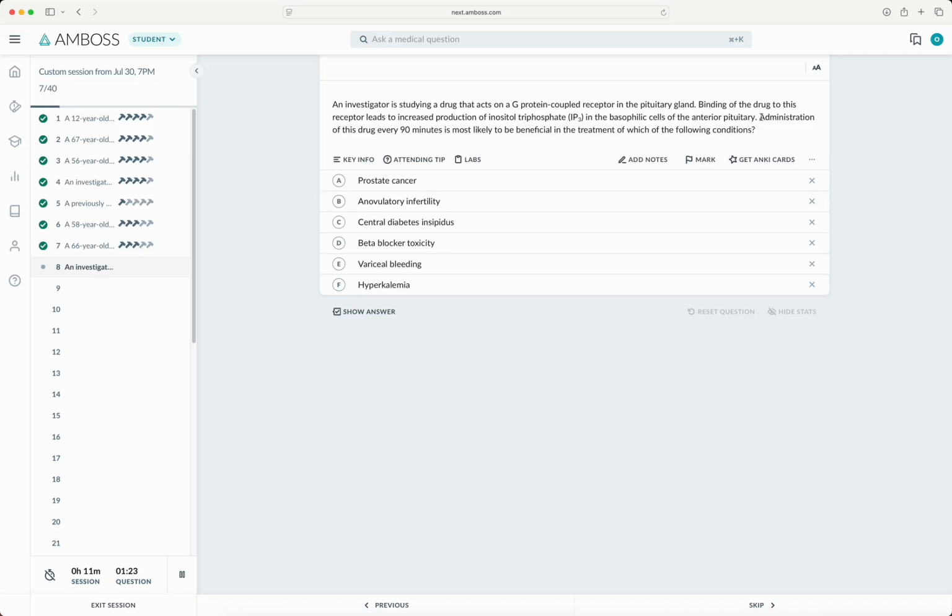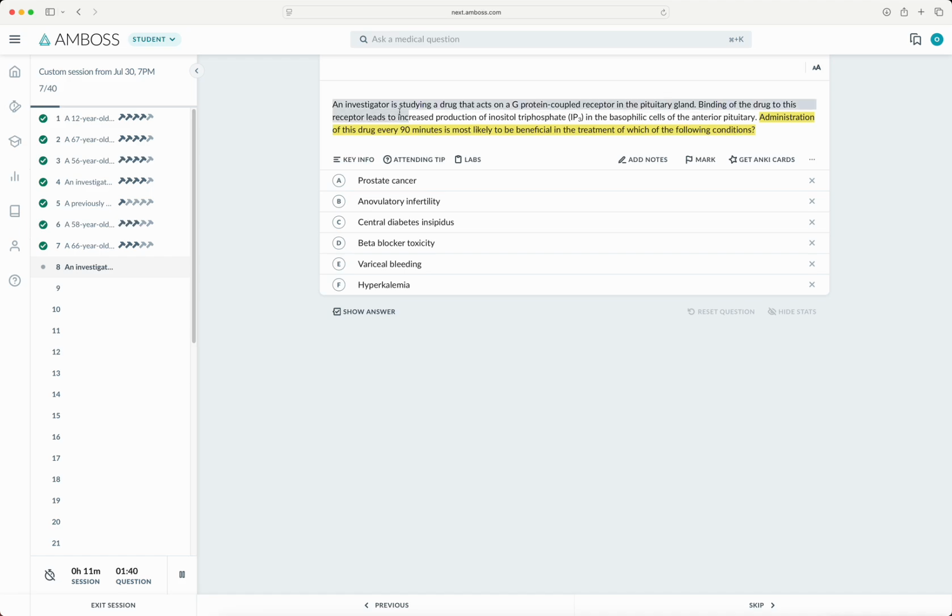Highlight the question and read the question. Administration of this drug every 90 minutes is most likely to be beneficial in the treatment of which of following conditions. So which drug when secreted in 90 minutes is beneficial in this treatment? You read it twice. And then you read the demographics.